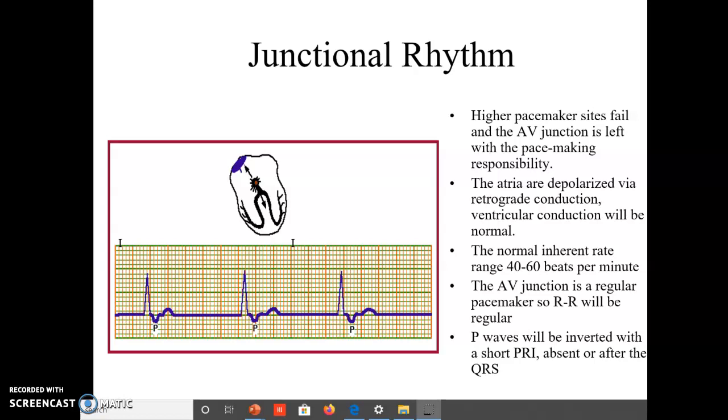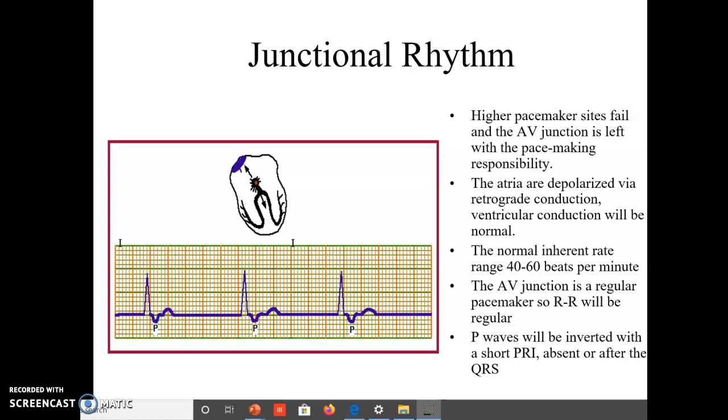The normal inherent rate range for the junction is 40 to 60 beats per minute, because we learned that the fastest thing will pace the heart. That is normally the SA node. It normally fires at 60 to 100. So this is a backup system. This is if the SA node doesn't fire, a backup rate. It's going to kick in between 40 and 60 beats per minute.